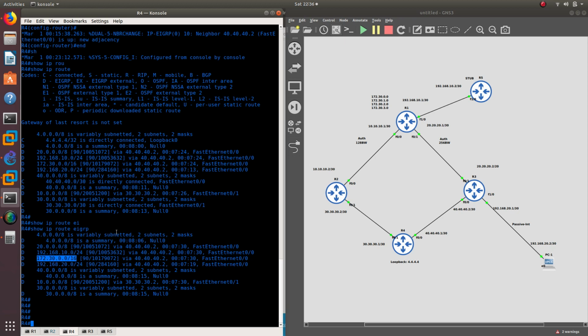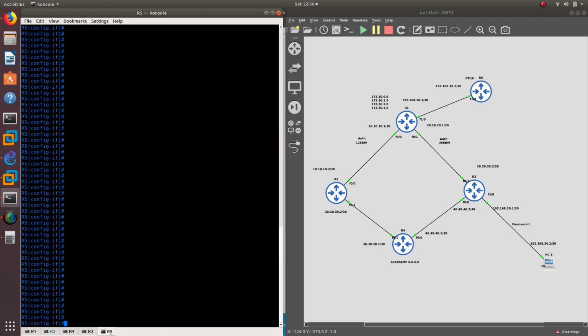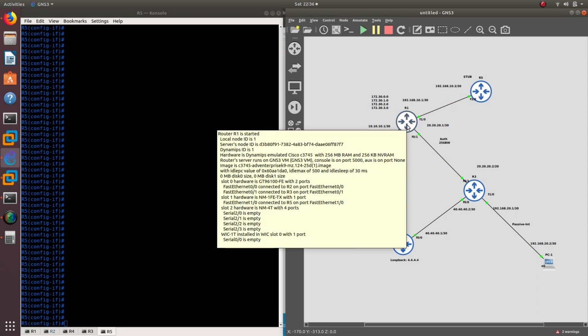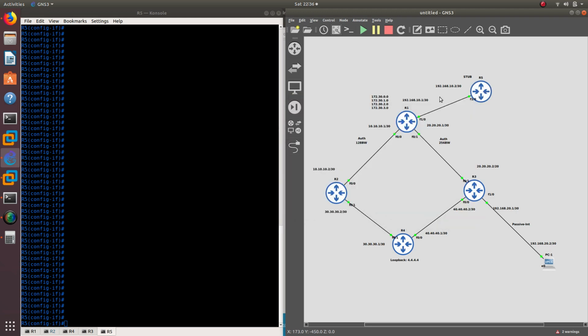So what I want to do next is a stub route, and the one that is going to become the stub route is going to be router 5. Okay, and what a stub route is, is that it stops getting queries. A query is whenever something happens in the network, whenever something changes. Let's say that this loopback address goes down, or this interface right here, FastEthernet 0/1, goes down.